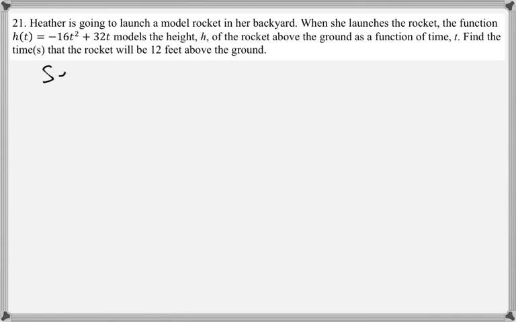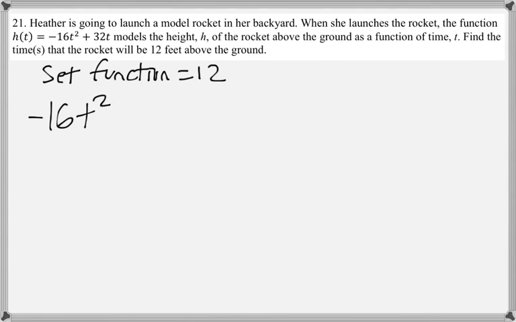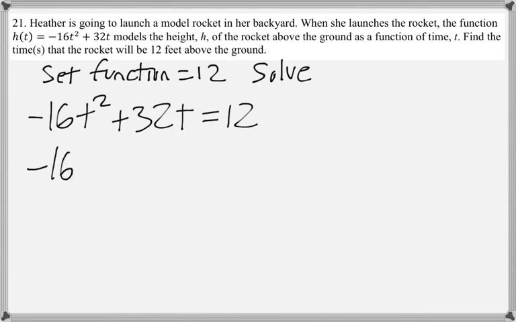So I'm just going to set my function equal to 12. So negative 16t squared plus 32t is equal to 12. And then I want to solve. So just like every question in this section, I want to get everything on one side and 0 on the other. So I'm going to subtract 12.